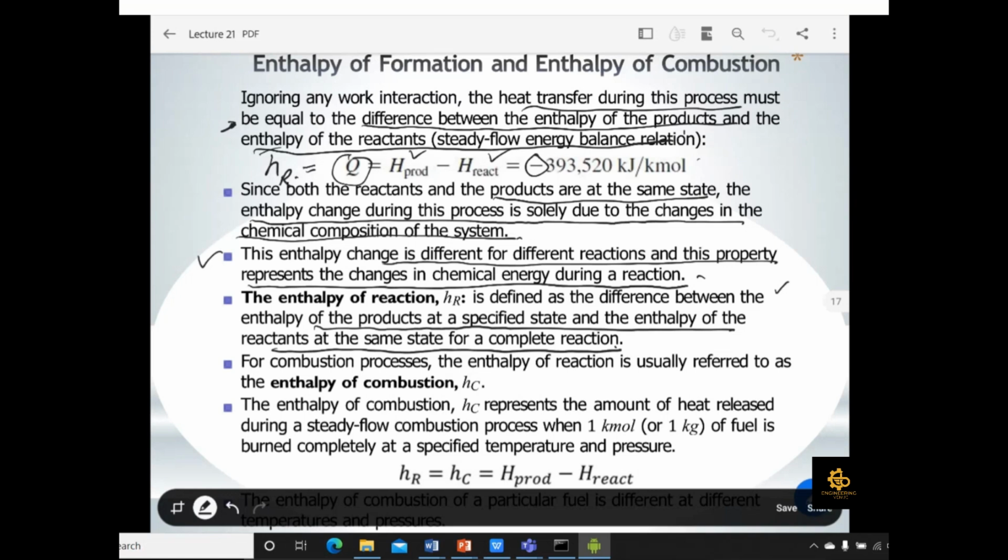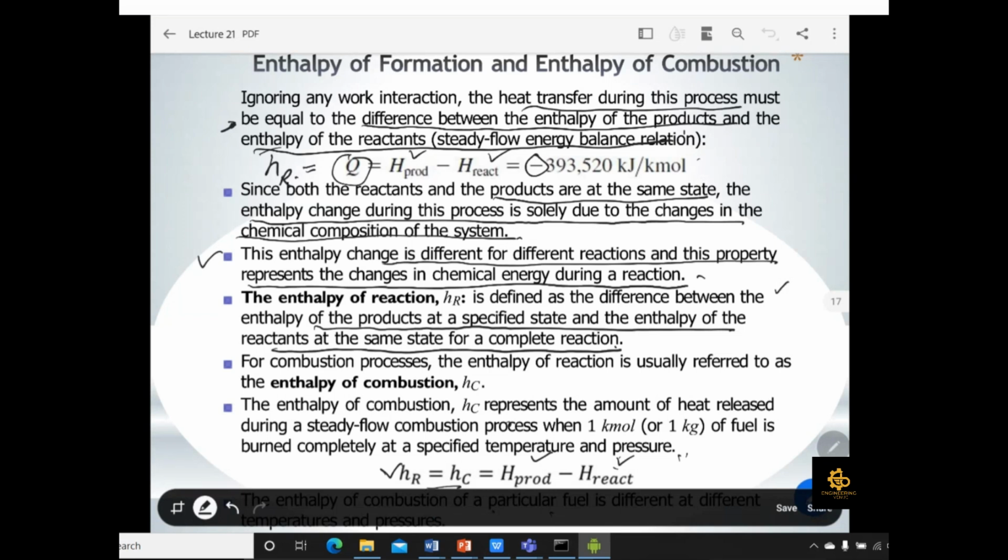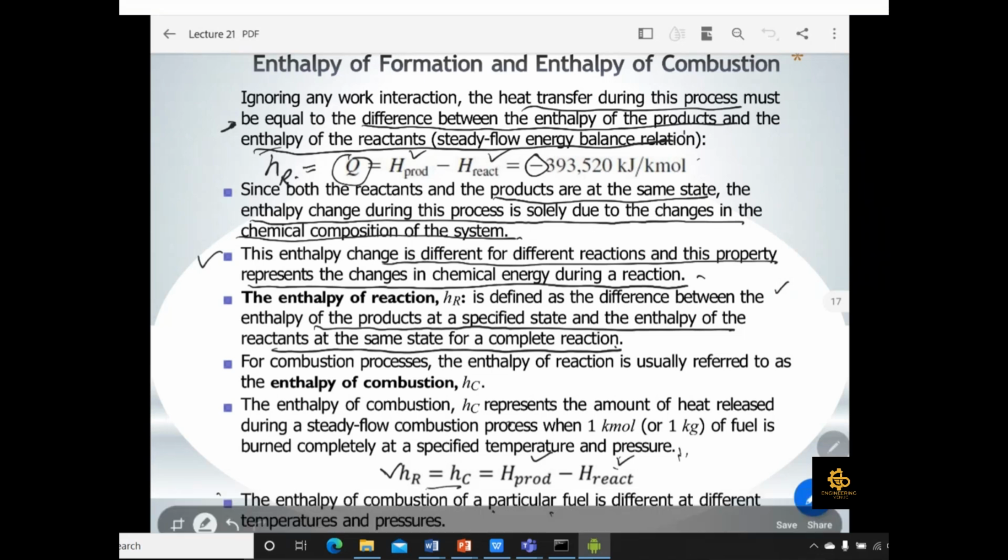Okay, so for the combustion process, the enthalpy of reaction is usually referred to as the enthalpy of combustion. So enthalpy of combustion and enthalpy of reaction are basically the same thing. Here it is also mentioned that HR is equal to HC, which is the enthalpy of product minus the enthalpy of reactant. Sometimes the enthalpy of reaction is given in your question, so you can easily find out that we are talking about the enthalpy of combustion. So these two terms will be used. The enthalpy of combustion of a particular fuel is different at different temperature and pressure.